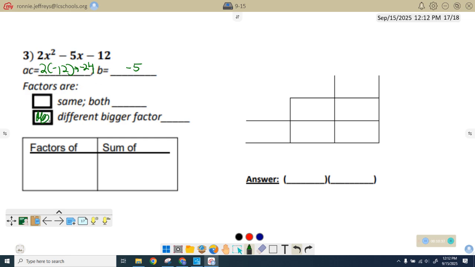So, this is going to be different. The bigger factor is negative. All right, so what 2 numbers, when we multiply them, we get negative 24, but when we combine them, we get negative 5? 8 and 3. And 8 is going to be our negative this time. So, negative 8x, positive 3x.